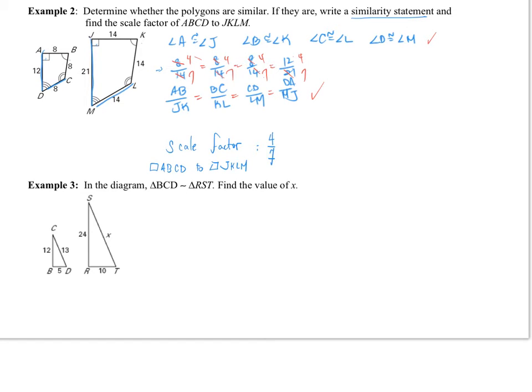Example 3. In the diagram, triangle BCD is similar to triangle RST. Find the value of x. So in this case, we need to set up a proportion. 12 BC, 24 RS. That would be our first ratio. And then we can take the corresponding side of CD to ST. And then we can solve. And x would be 26.